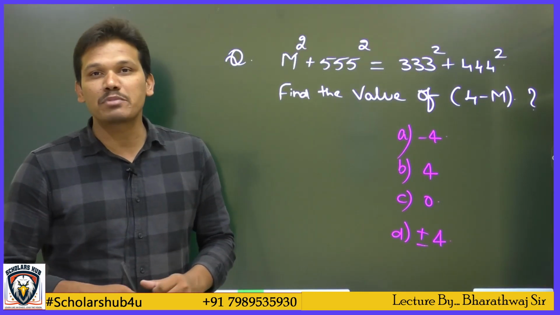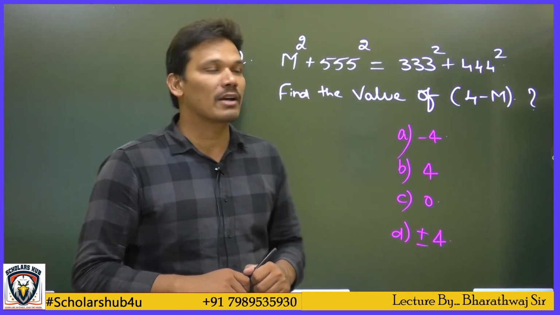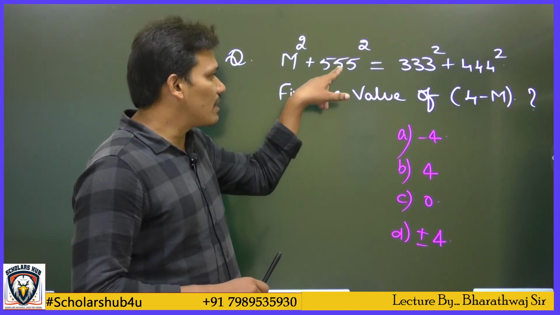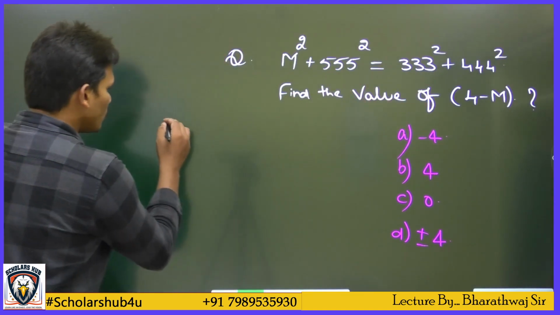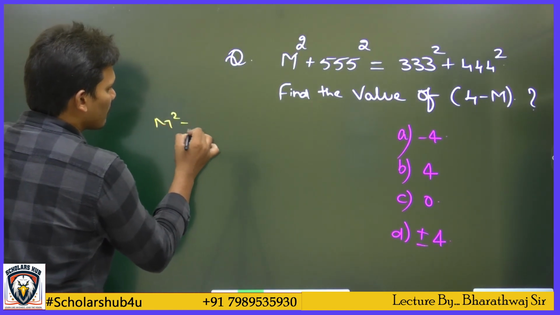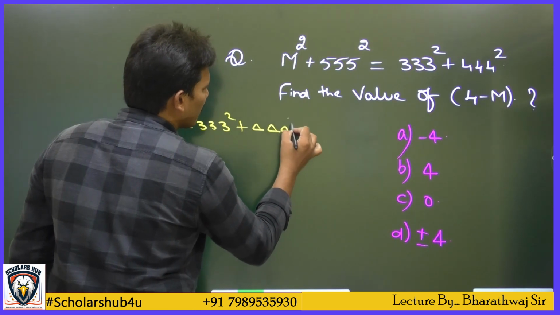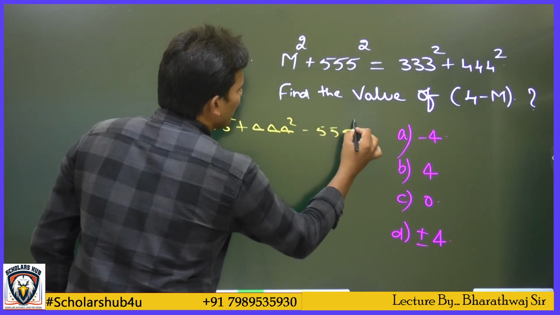The question is (m² + 555)² = 333² + 444². Just shift this 555² to the right side. So you will get m² = 333² + 444² − 555².